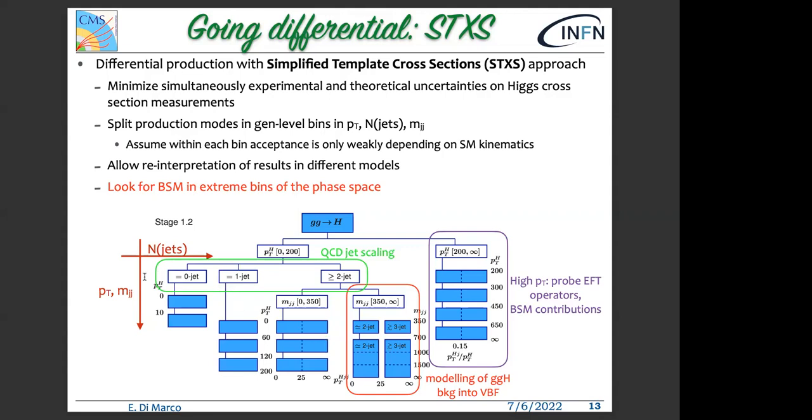So for example, the jet scaling is very closely related to the QCD jet scaling. Or if you split, for example, the gluon fusion production in bins of pT of the H, with the bins at higher pT, you can probe, for example, beyond standard model contributions in effective field theory, constraining very well operators that are specific to beyond standard model contributions.